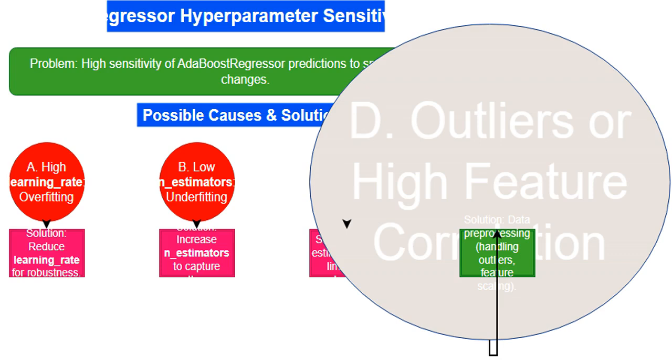Outliers, unusual data points, and high feature correlation, where features are strongly related, can certainly affect how well my model performs. These problems can make the model sensitive to small input changes. However, unlike issues A, B, and C, these are data problems, not model problems. I would address them by pre-processing my data, cleaning up outliers and handling correlated features, but this isn't the primary reason for the sensitivity issue described.